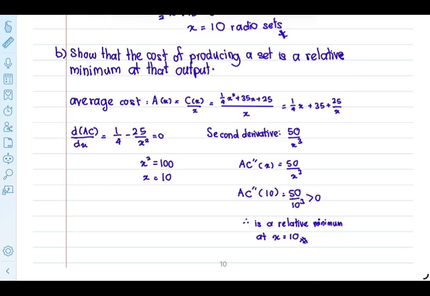Then we substitute x with the answer that we obtained, which is 10. And as we can see, the value is more than 0, which is proof that it is actually a relative minimum at x equals 10. So the final conclusion: the daily output of 10 radio sets gives maximum total profit, and at the same output, the cost per set is minimized.